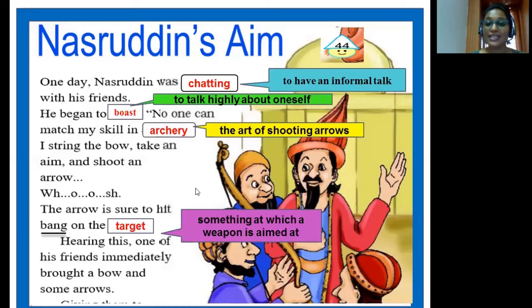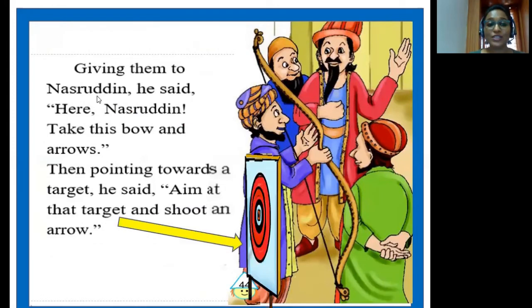Okay, now let's read the next paragraph, children. Hearing this, one of his friends immediately brought a bow and some arrows. So, because Nasruddin was boasting about his skills in archery, one of his friends quickly went and got some arrows and a bow. Giving them to Nasruddin, he said, "Here, Nasruddin, take this bow and arrows." Then, pointing towards a target, he said, "Aim at that target and shoot an arrow."